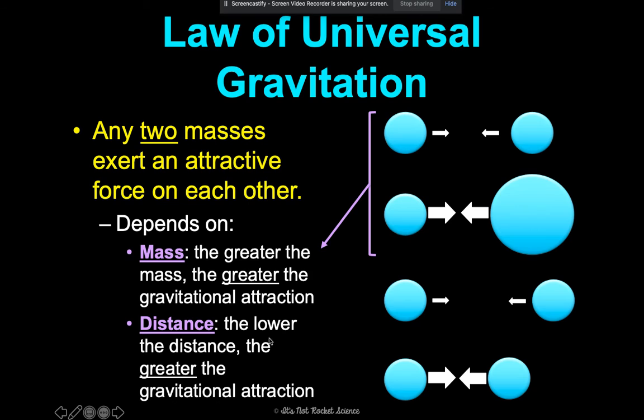It also depends on distance. So the lower the distance, the greater the gravitational attraction. These two circles are super far away, so their gravitational attraction is not that high. But if you take those same size shapes and put them closer together, their gravitational attraction actually increases.